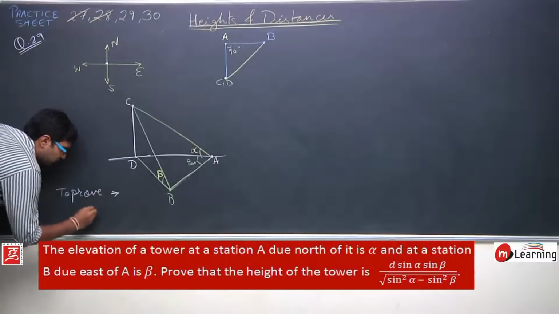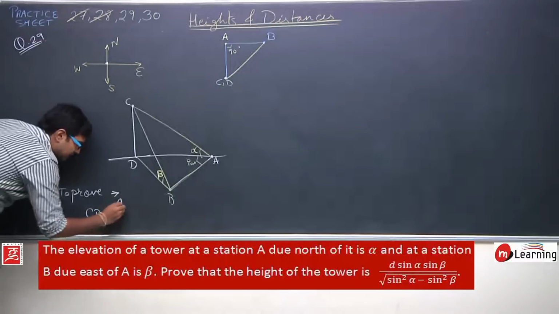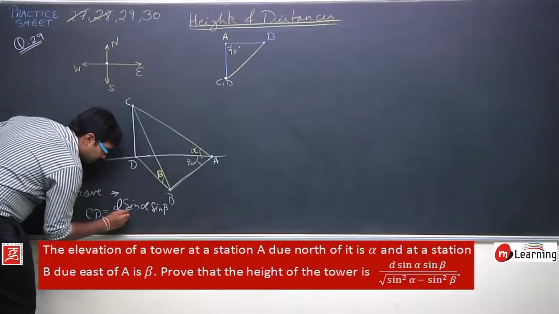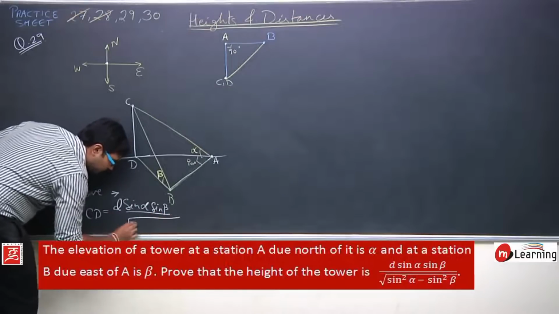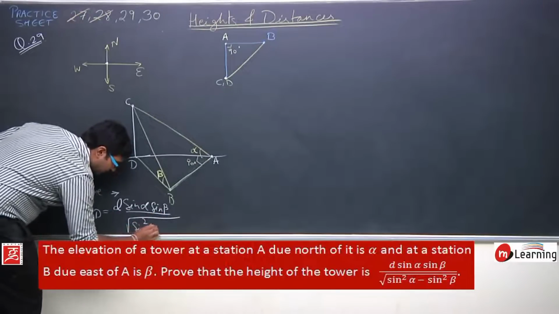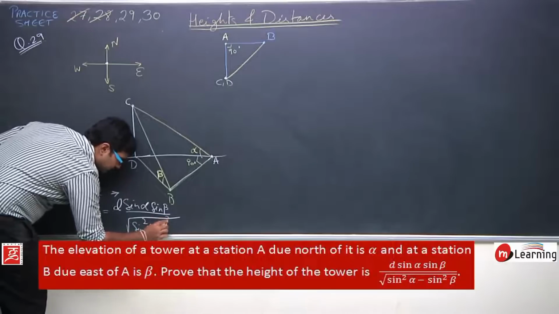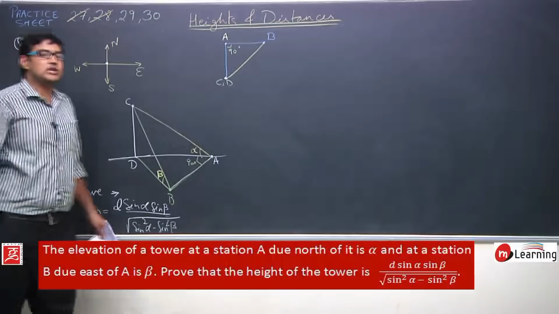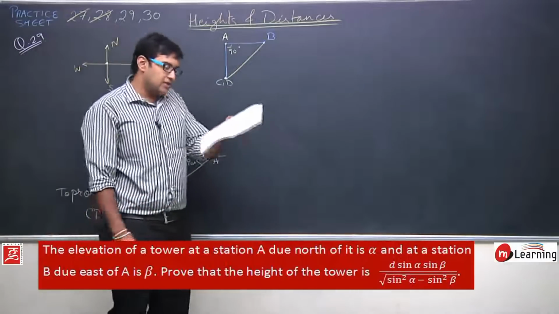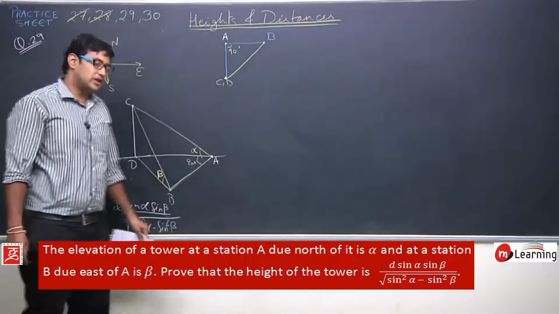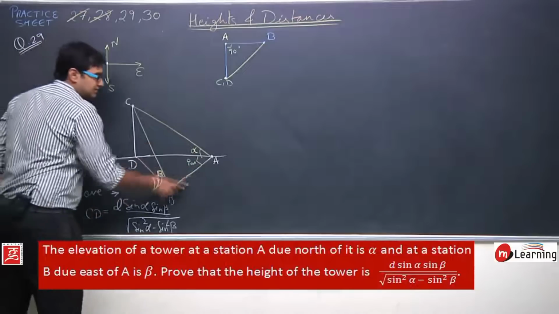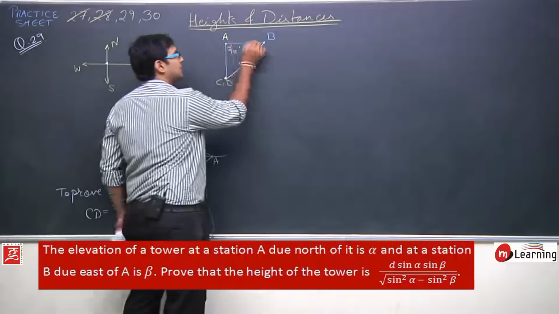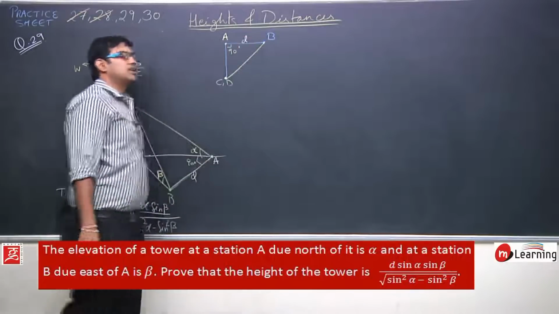so my task is to prove CD, which is the height of tower, it is d times sin alpha into sin beta upon square root of sin square alpha minus sin square beta. This is the CD or the height of the tower, and where AB is equal to D, where this D represents the distance between A and B. This is given as D. Okay, this AB, this length is given as D.